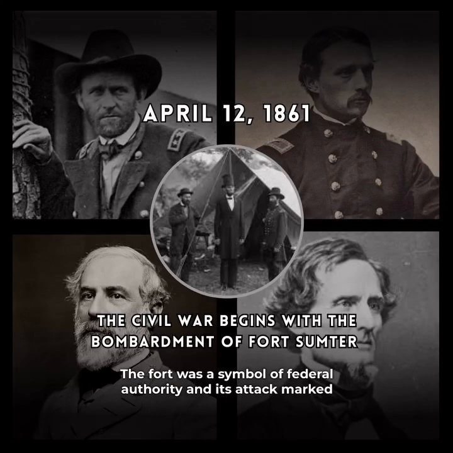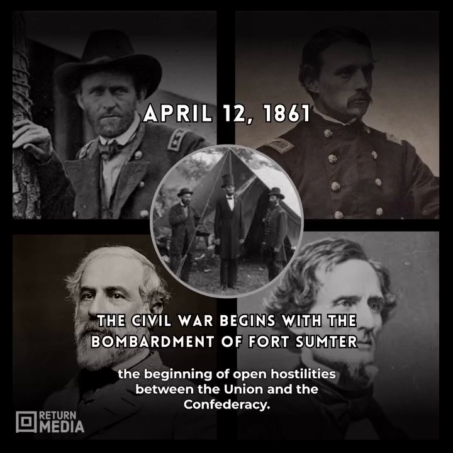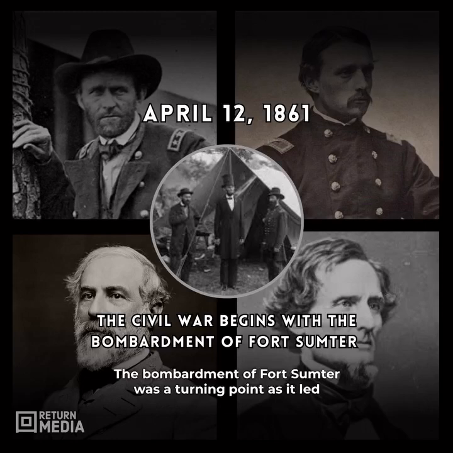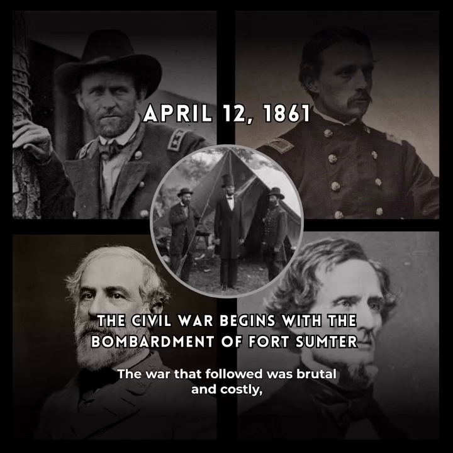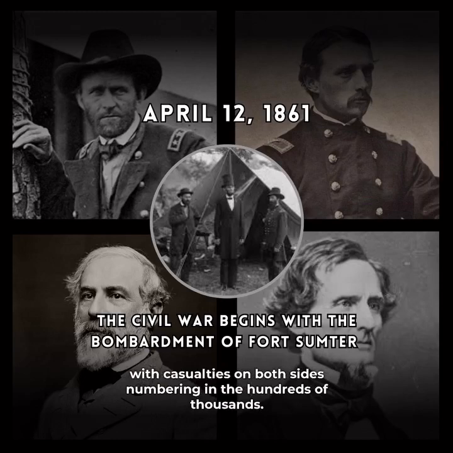The fort was a symbol of federal authority, and its attack marked the beginning of open hostilities between the Union and the Confederacy. The bombardment of Fort Sumter was a turning point, as it led to President Lincoln's call for troops to suppress the rebellion and preserve the Union. The war that followed was brutal and costly, with casualties on both sides numbering in the hundreds of thousands.